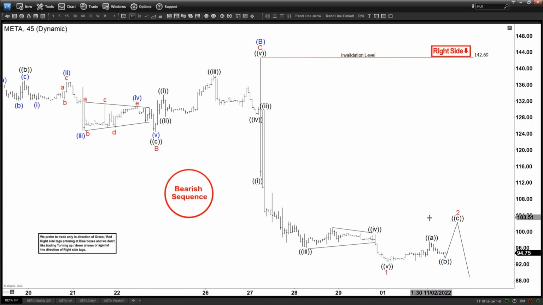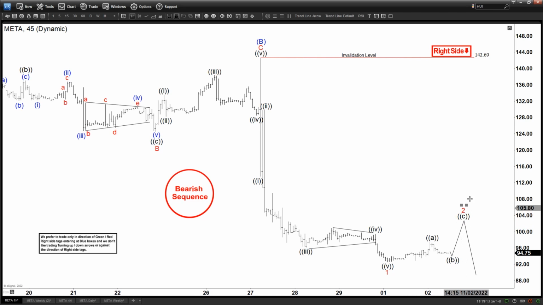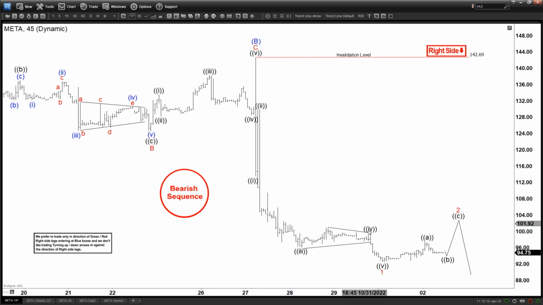So what that means is we do not like the long side, right? When you see a bearish sequence and right side red tag, that means we are bearish. That means if there is any rally, that will be sellable, something that we like on the short side. So here for Meta, we are looking for this wave 2 rally, which should be in 3 waves, okay? And the 3 waves rally should fail for the downside.